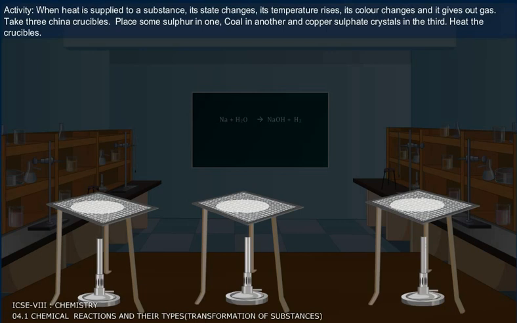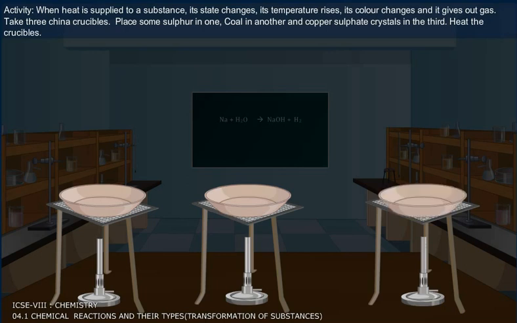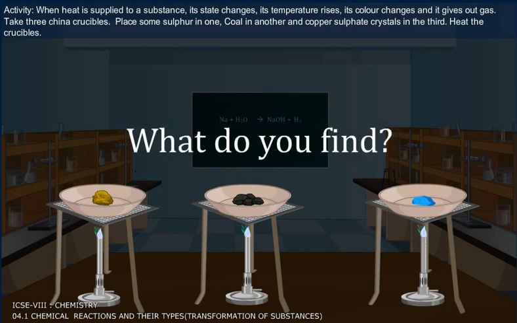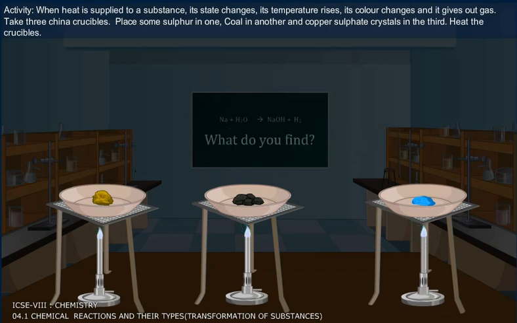Activity. When heat is supplied to a substance, its state changes. Its temperature rises. Its color changes. And it gives out gas. Take 3 china crucibles. Place some sulfur in one, coal in another, and copper sulfate crystals in the third one. Heat the crucibles. What do you find?